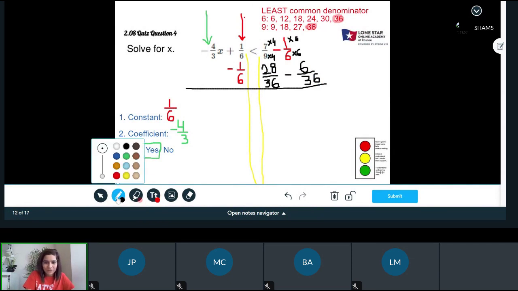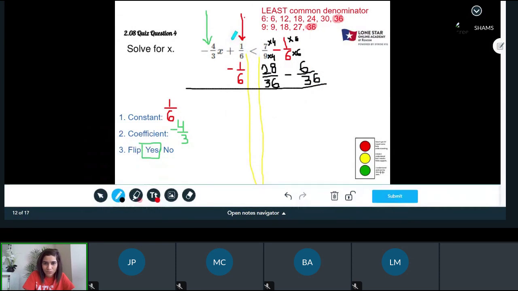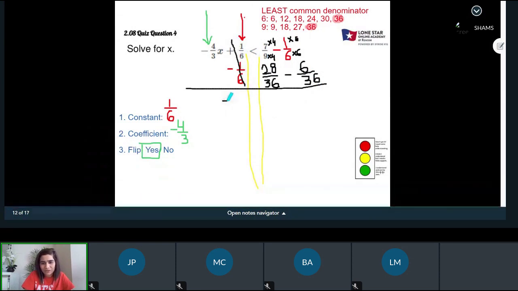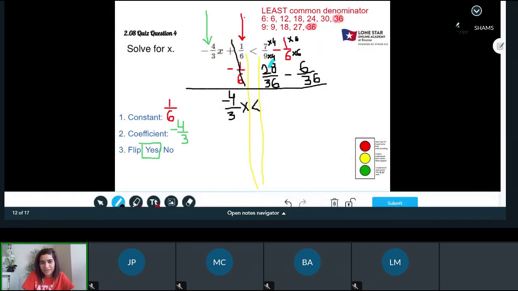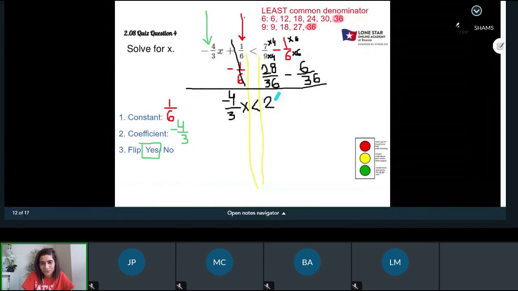Okay, when we do this part, 1/6 minus 1/6 is 0. On the left side, you have negative 4/3 x. And then you have the inequality symbol, less than. And 28 minus 6 is 22 over 36.